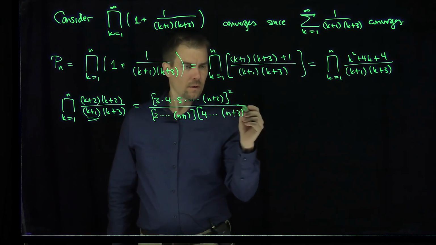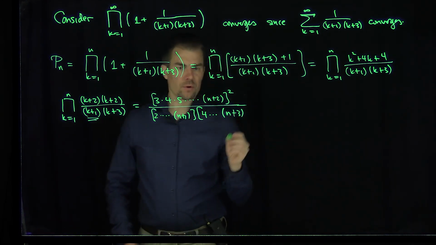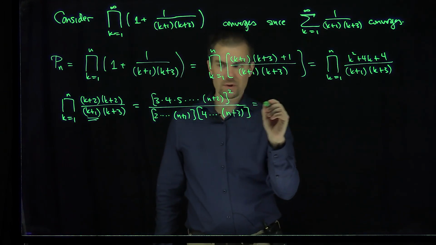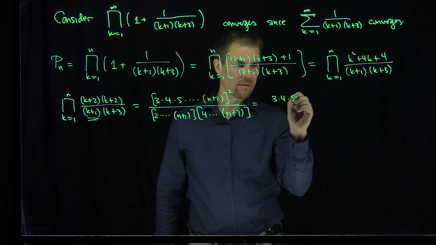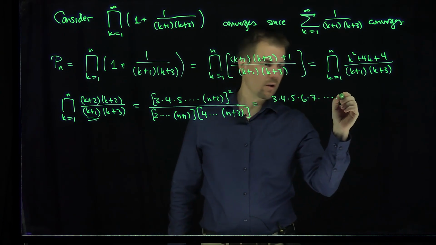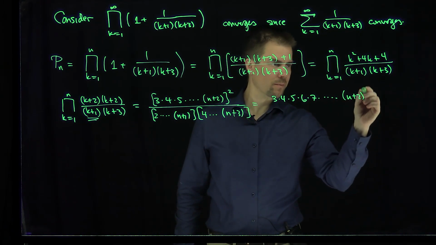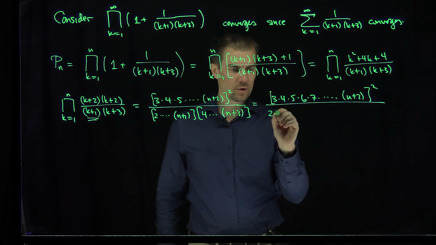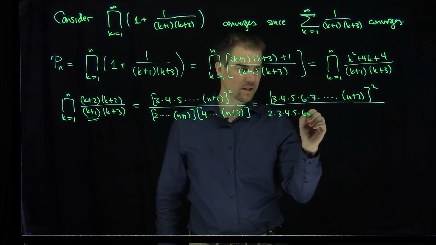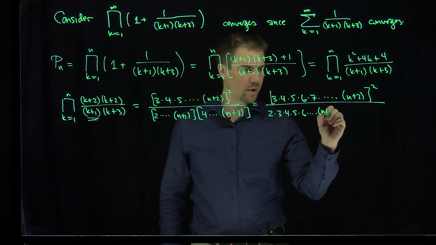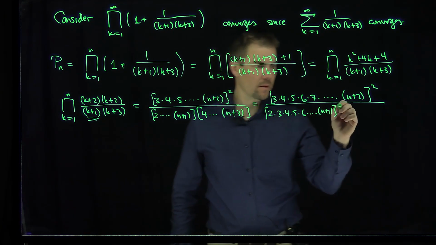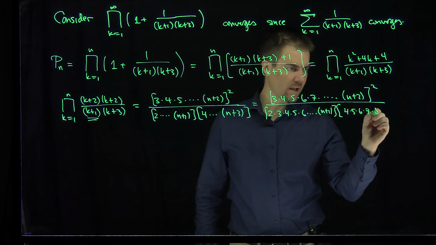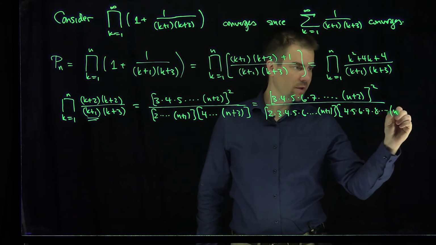Good. All right, so let's analyze this carefully. Maybe we'll write a few more terms just to get our feet wet. So we're going to have 3, 4, 5, 6, 7, 8, all the way down to n plus 2 quantity squared. And the bottom over here, we're going to have 2, 3, 4, 5, 6, all the way up to n plus 1, and then over here we're going to have 4, 5, 6, 7, 8, all the way down to n plus 3.